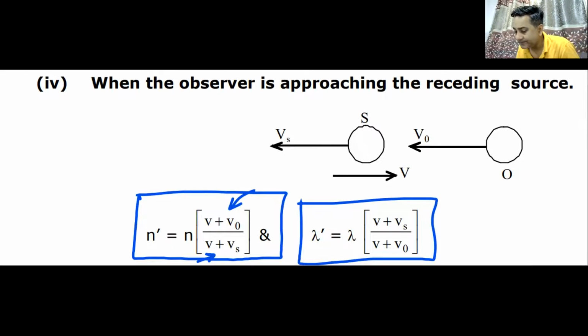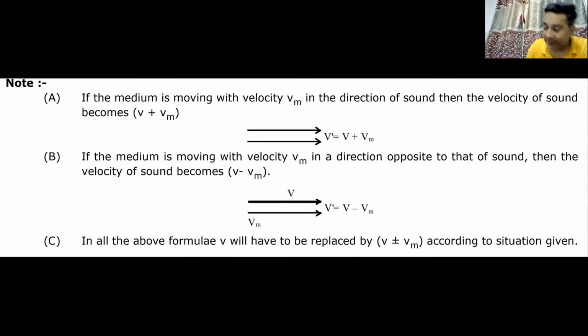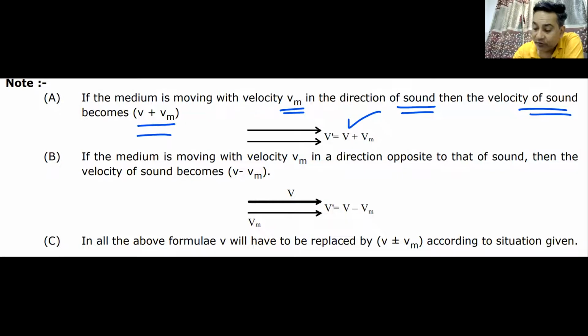Yes, sir. In that case, something will happen. When the medium is moving with a velocity Vm in the direction of sound, the velocity of sound will be written as v plus vm. If it is moving in the opposite direction, it will be written as v minus vm. So in all these formulas, v will be replaced by v plus or minus vm, depending on whether the velocity of the medium is in the same direction as the velocity of not the source, not the observer, but the sound. Do we understand this?